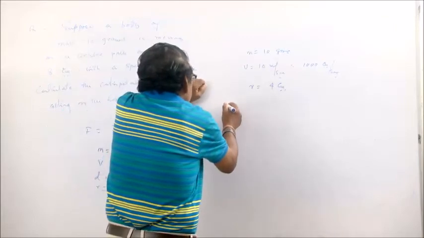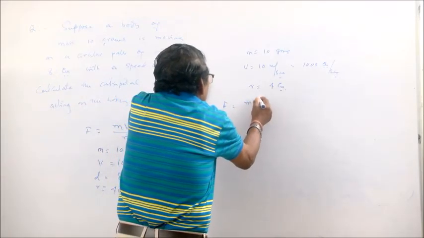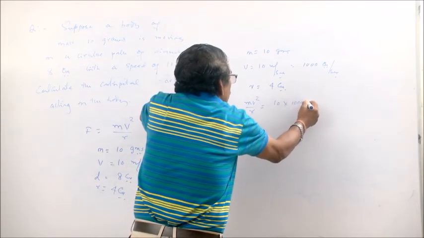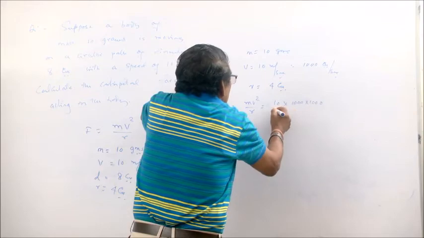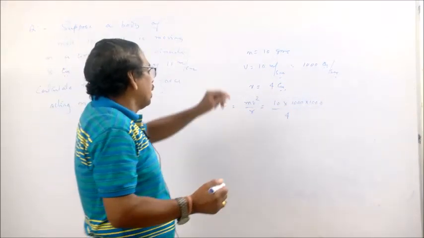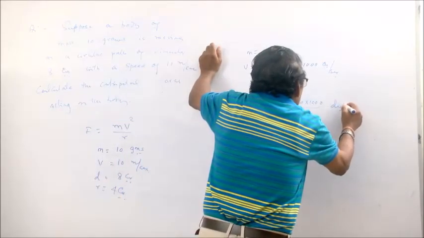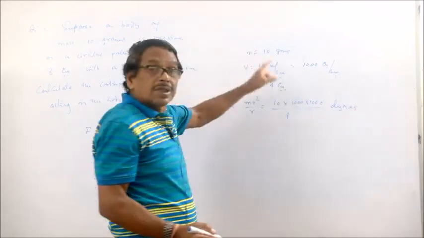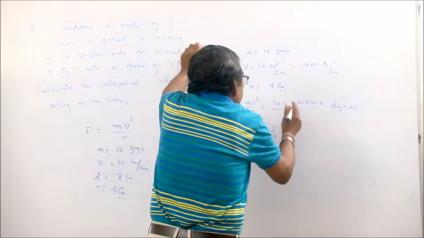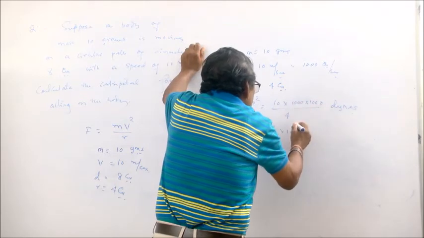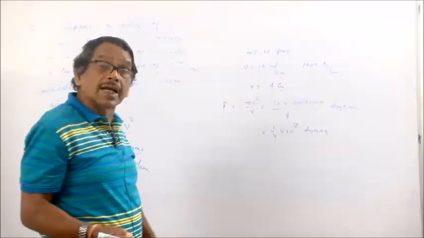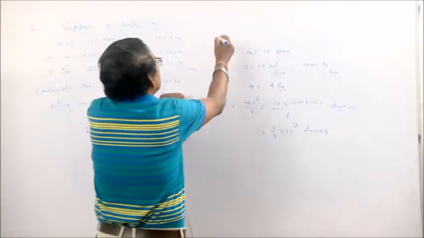Now we can put the data. F is equal to m v square by r, that is 10 into v square by 4. This much dynes, because we have taken the CGS system. So that is equal to 1 by 4 into 10 to the power 7 dynes. This is in the CGS system.